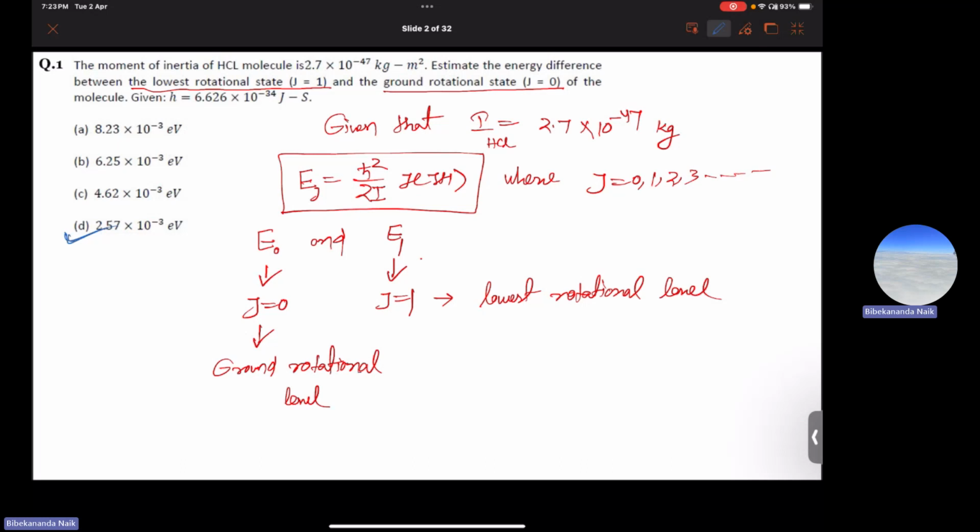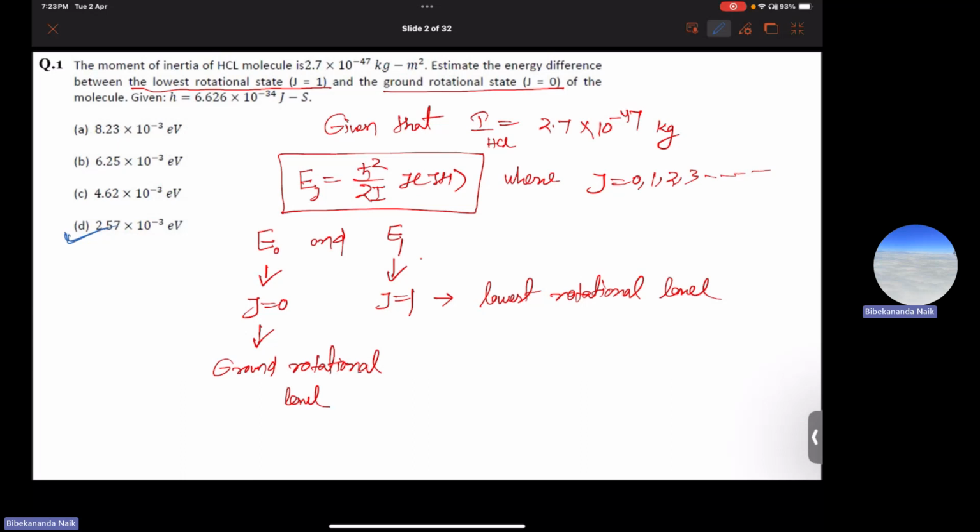So the question was, the moment of inertia of the HCl molecule is given and it was 2.7 into 10 to the power minus 47 kg into meter square. And we had to estimate the energy difference between the two levels. Those levels were the lowest rotational level, which corresponds to J equals 1, and the ground rotational state, which corresponds to J equals 0.